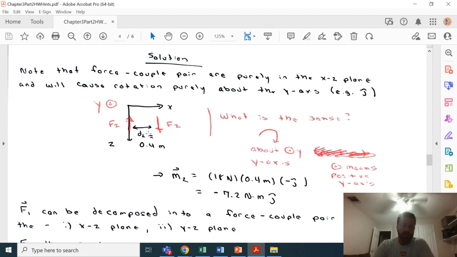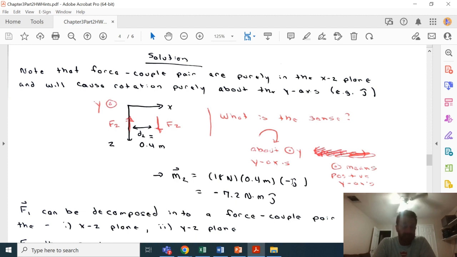Hopefully you notice that if you look at the rotation that this force couple pair would induce, it's going to be in the clockwise direction about the positive y-axis. Remember that clockwise rotation about a positive axis, we actually denote as negative. So that's how I'm getting this negative here.